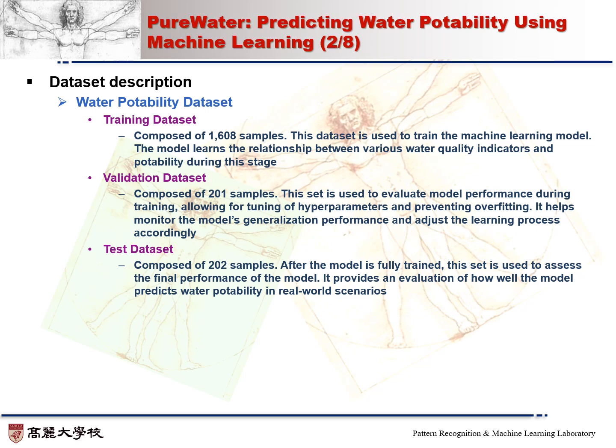Finally, the test dataset consists of 202 samples. It is used to assess the model's final performance, evaluating how well the model predicts the potability of water in practice.